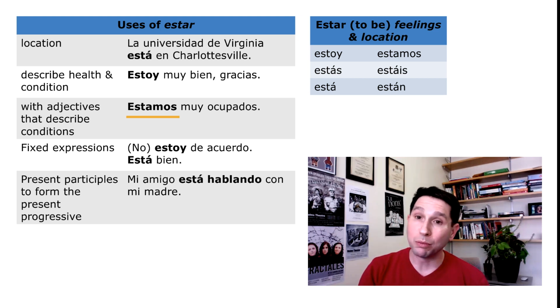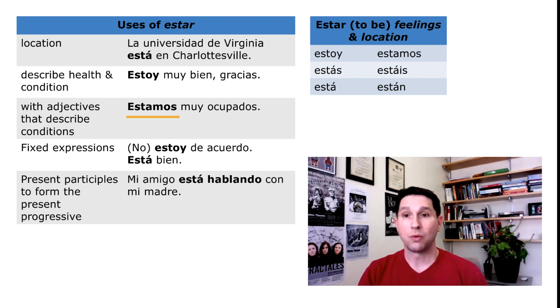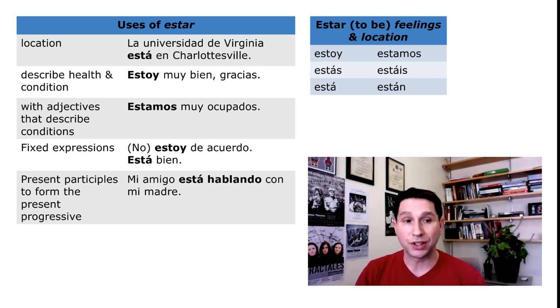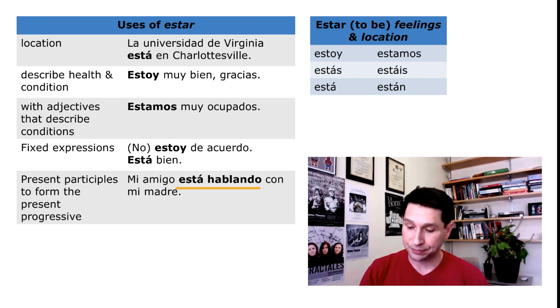Hoy estamos muy ocupados. With fixed expressions, estoy de acuerdo, I agree, or no estoy de acuerdo, I don't agree. Or está bien, how are things today? Well, está bien. We also use estar with present participles to express what's going on right now. Mi amigo está hablando con mi madre.